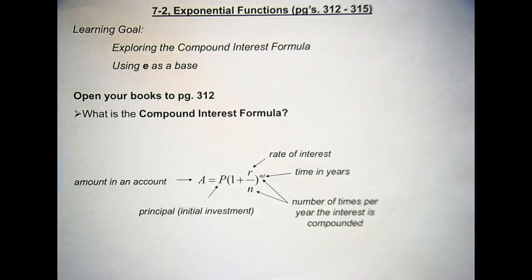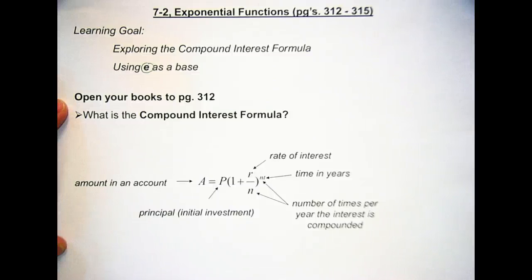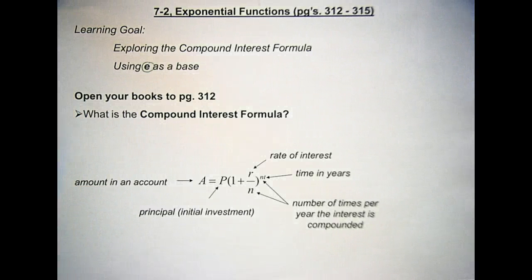7-2 continued, exponential functions. We're exploring the compound interest formula, and we're using e as the base. e is a number that we will go through today, and we'll talk about how we get there. I have opened your book to page 312, but I'll actually cover all that here. If you want a book to follow along, you can. Let's go ahead and get that information copied down if you haven't done so yet.